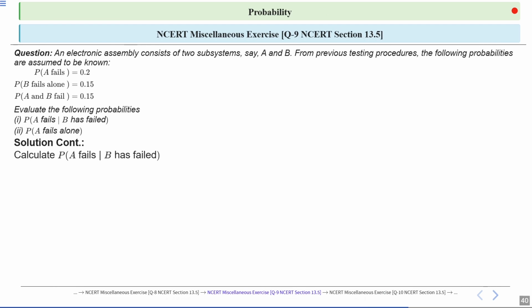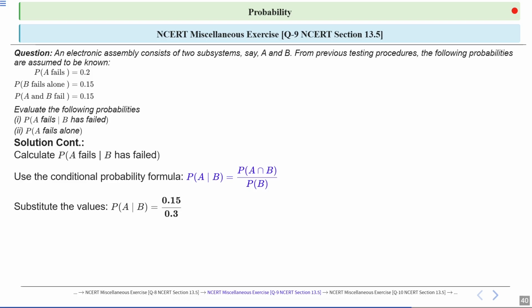Now, calculate the probability of A fails given that B has failed. Use the conditional probability formula: probability of A given that B equals probability of A intersection B divided by probability of B. Now substitute the values. Probability of A given that B equals 0.15 divided by 0.3. Simplifying the fraction, we get probability of A given that B equals 1 by 2.